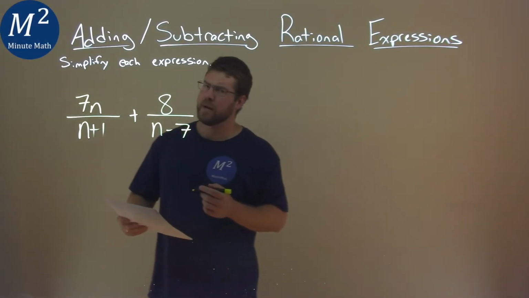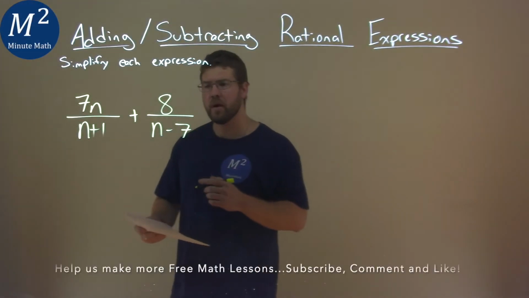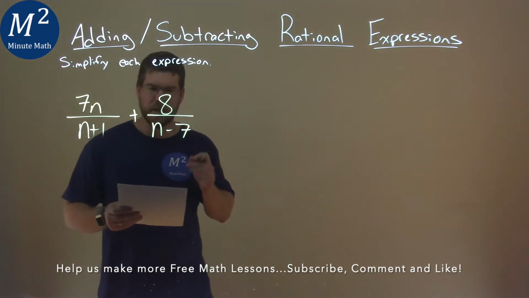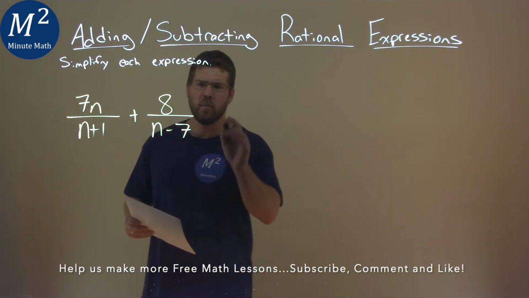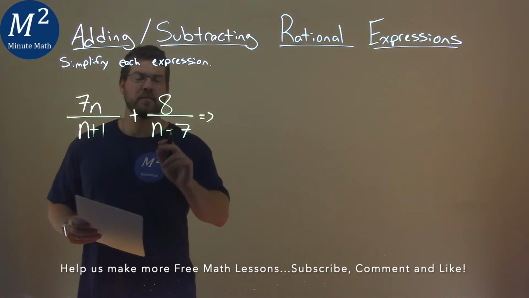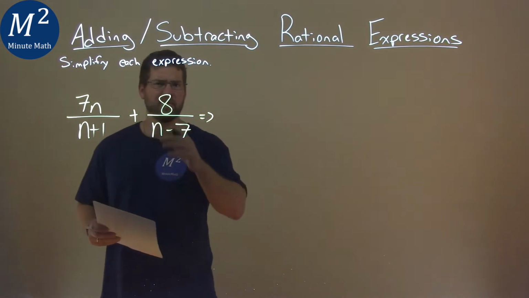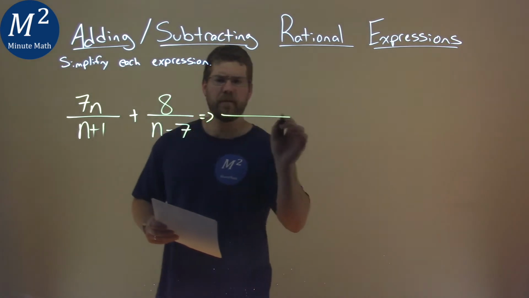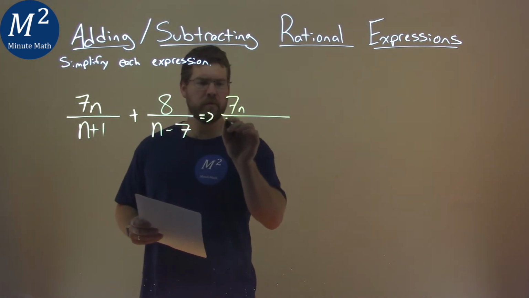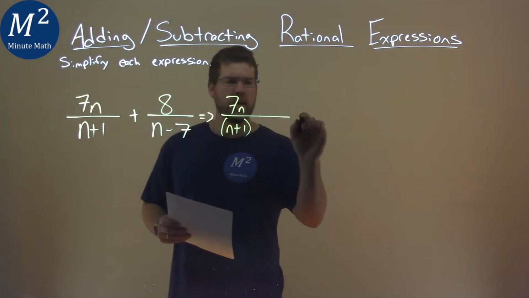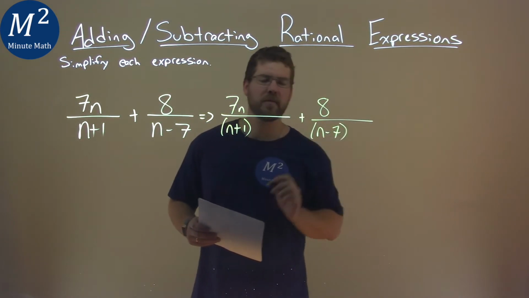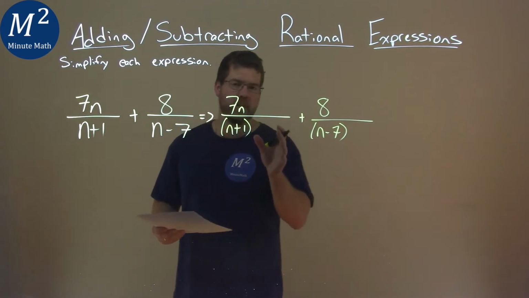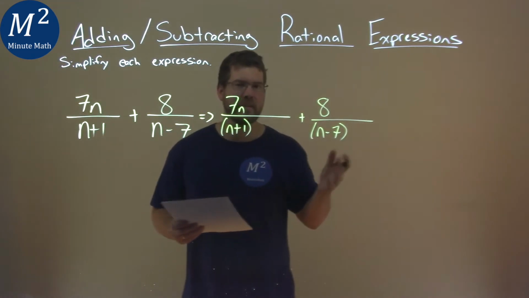We're given this problem right here, 7n over n plus 1 plus 8 over n minus 7, and we have to simplify this expression. Well, one thing we notice is that we don't have the same denominator for the left and the right fraction. So I'm going to rewrite this, 7n over n plus 1, plus 8 over n minus 7. And we need to have the same denominator so we can combine these fractions.